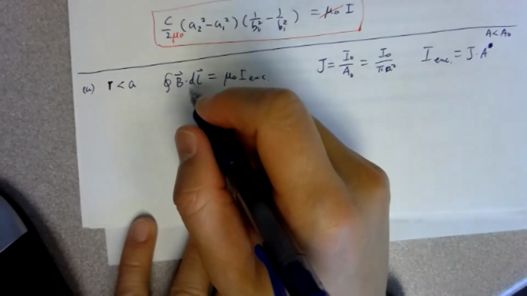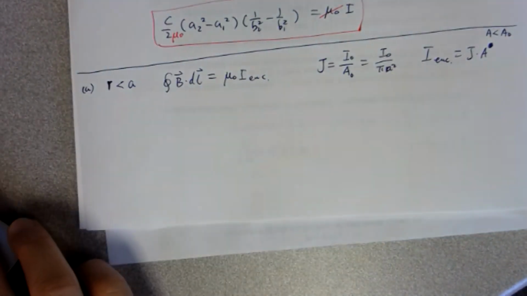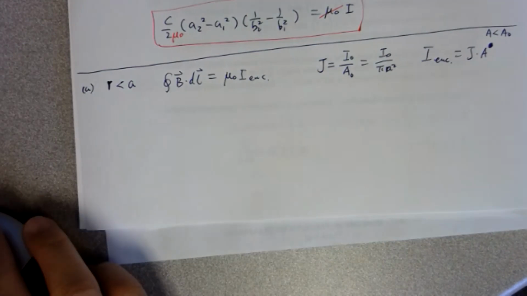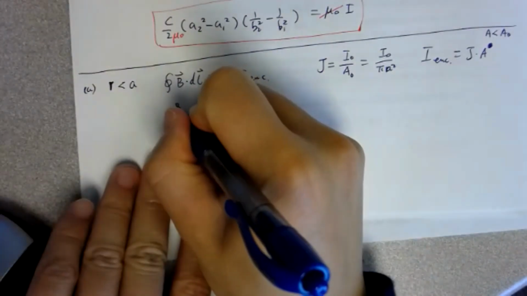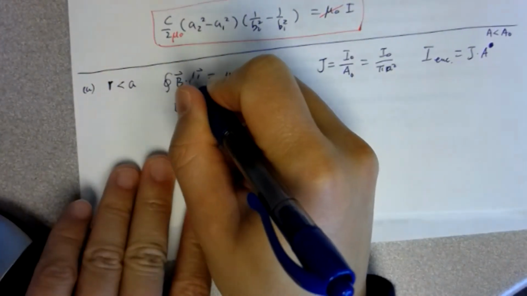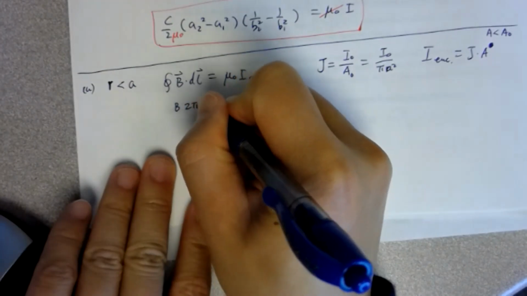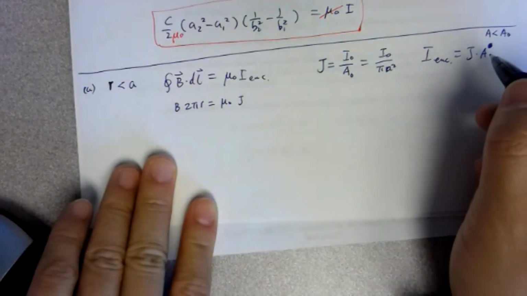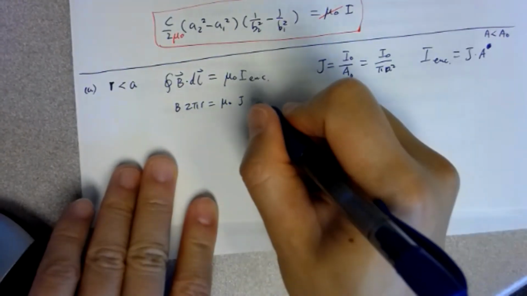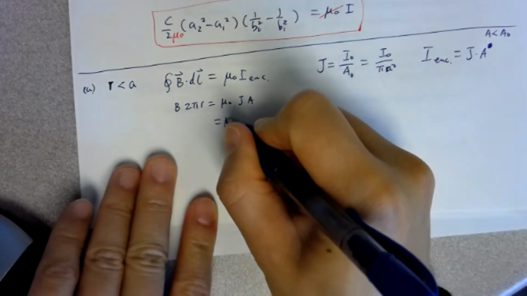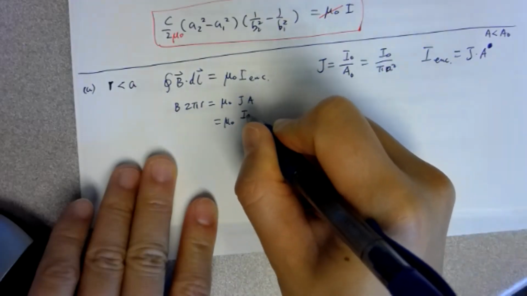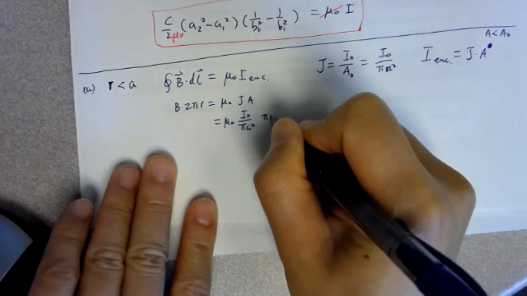All right. So due to symmetry, if you have a closed path chosen, where this is also concentric with the cylinder, and this is R, the magnitude of the B field will be the same, okay? So then you'll have the B field times the integration of the whole path, which is 2 pi R, equals to mu naught times J times the area. So this will be mu naught, the J current density will be I naught over pi A square. The area will be pi R square.